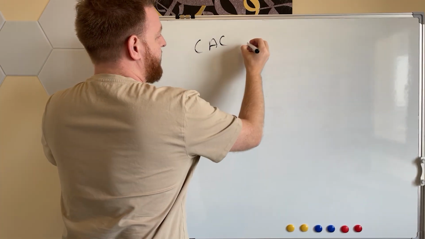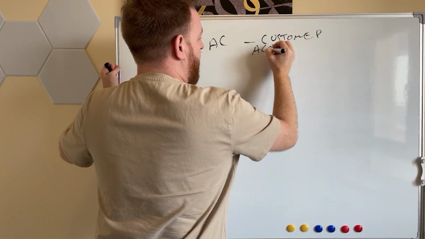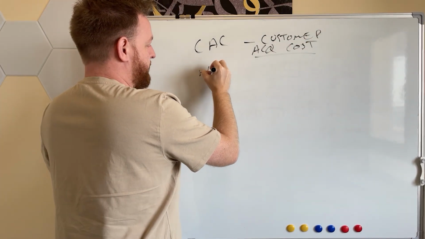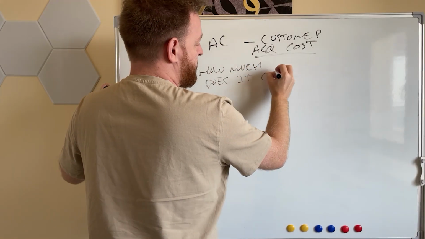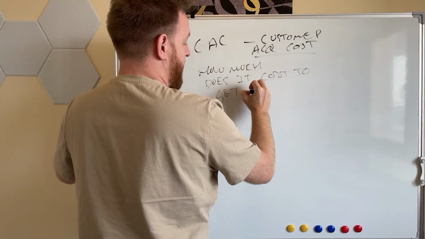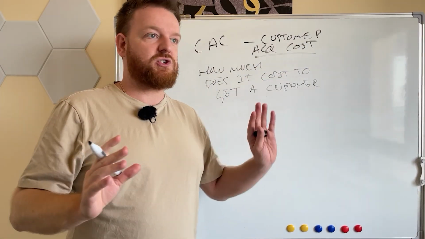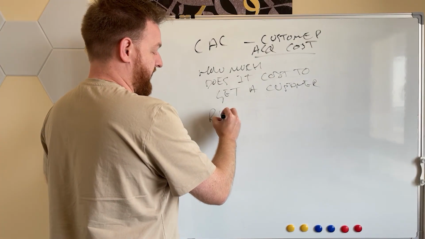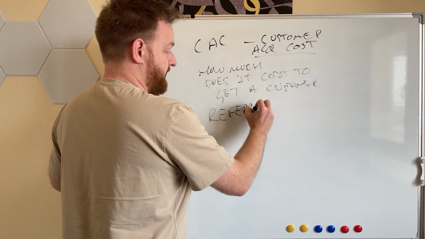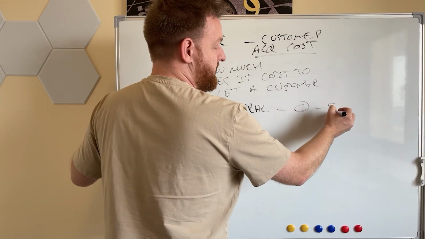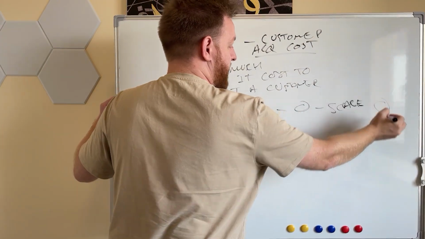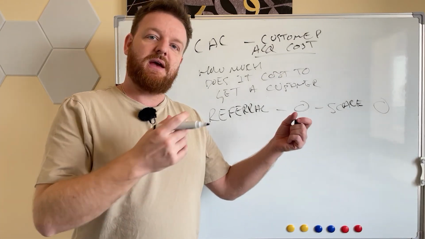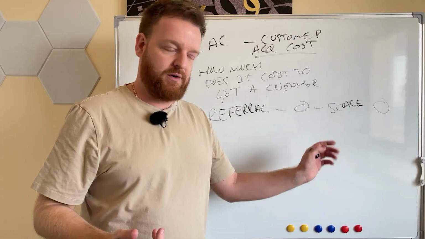So CAC is, like I said, customer acquisition cost. And this is essentially how much does it cost to get a customer? Now, this just changes wildly depending on how you acquire customers, right? So you could go to a referral, okay? Which is essentially 0 cost, but scalability is also 0, okay? Really simple. Referrals are awesome, best customers. It's essentially word of mouth at scale, awesome, okay?